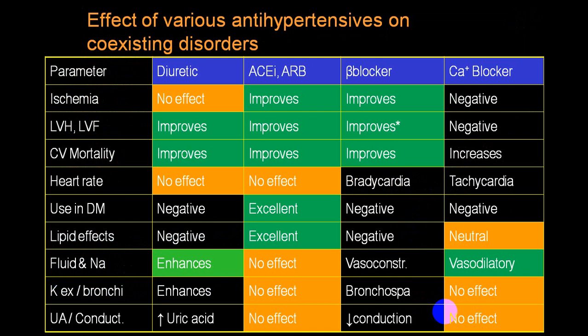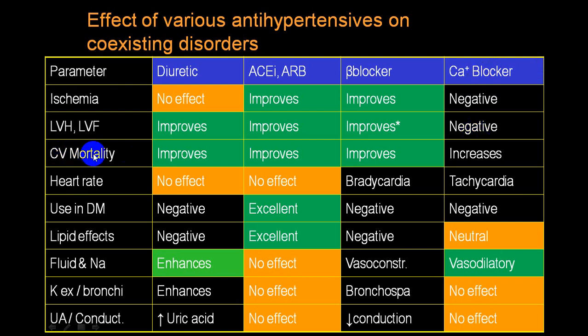Now this is a comparison of all the drugs and the side effects. So what are the side effects and in which condition do you utilize them? In ischemic heart disease, the commonest drugs utilized are beta blockers and ACE inhibitors. In LVH and LVF, diuretic is the first drug of choice. Second drug of choice is the beta blockers.